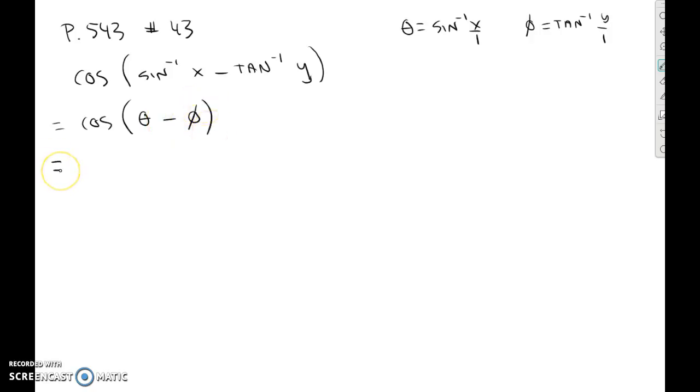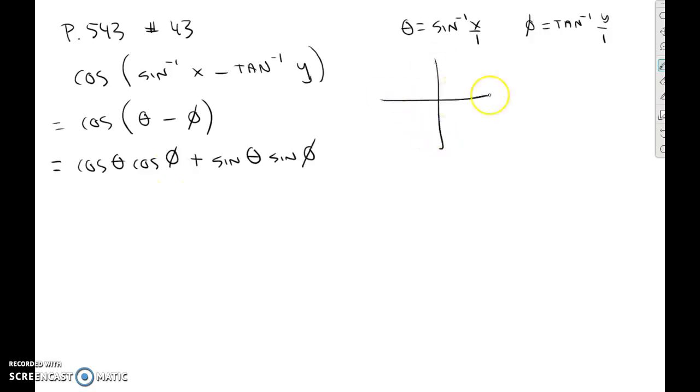The problem is I can't really find theta minus phi. I know the individual angles, but not the difference. But if I got this difference, I can write it as cosine theta cosine phi, change the sign, sine theta sine phi. This is our identity. That's from our notes. So basically, I need to be able to find the sine and cosine of each of these angles. Well, let's draw these angles.